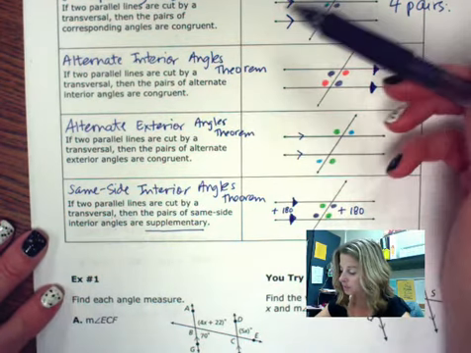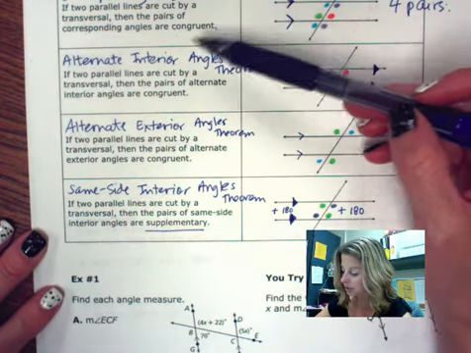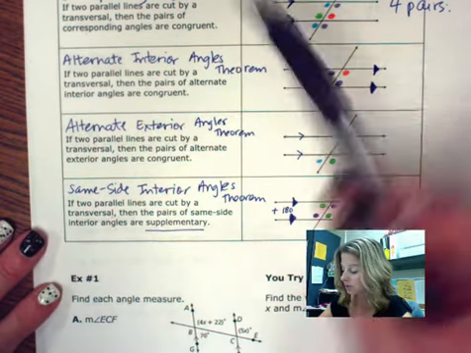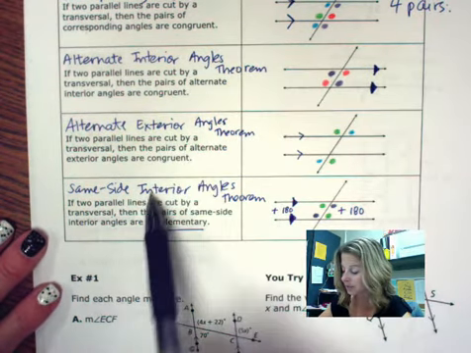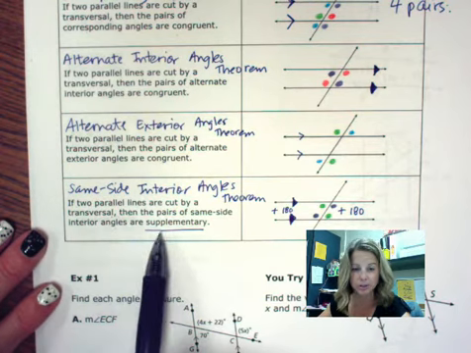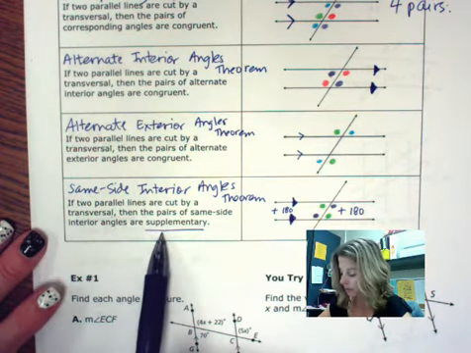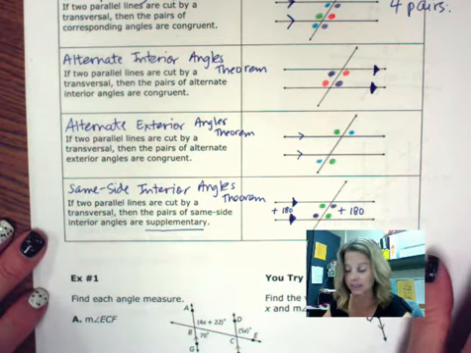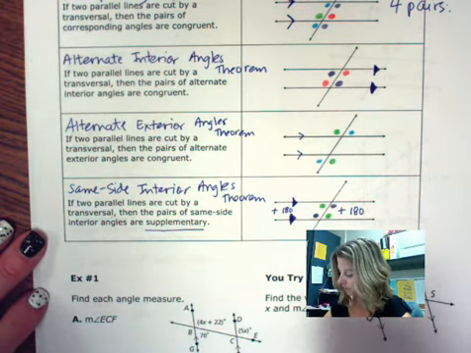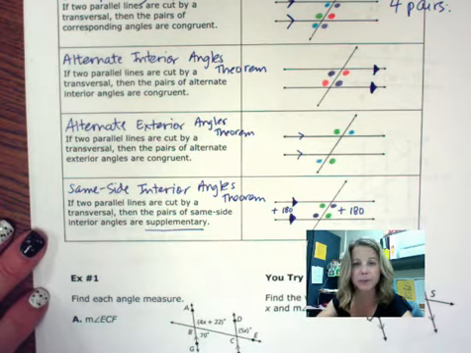So we've got corresponding angles are congruent, alternate interior are congruent, alternate exterior are congruent, and same side interior are supplementary. Okay, in the next video, I'm going to go ahead and go through some of these examples with you. So if you've got all this taken care of, you can move on to the next video.